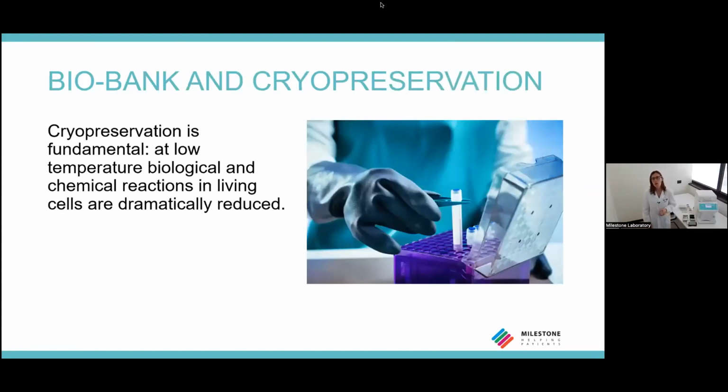Today, I want to focus on biobanks in which it's really important to preserve the viability of cells, like biobanks of stem cells, cell lines, and tissues. Here, the cryopreservation is fundamental because at low temperature, biological and chemical reactions are dramatically reduced.